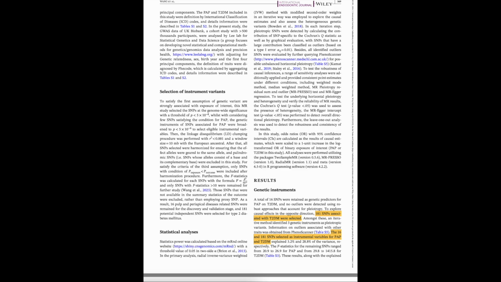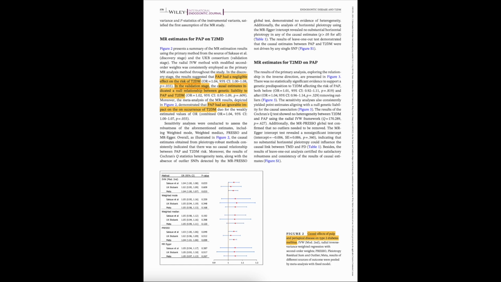Coming to the results, there was no significant causal relationship in either direction, since the odds ratio value of the meta-analysis was 1.04, which is almost equal to 1. That suggests that the risk of diabetes mellitus in patients with pulp and periapical disease may be nearly equal to that of those without it, meaning there is no genetic evidence to support a direct causal link between pulp and periapical disease and type 2 diabetes mellitus. Therefore, the study concluded that there is no significant evidence that a genetic predisposition for pulp and periapical disease causally affects type 2 diabetes mellitus and vice versa.